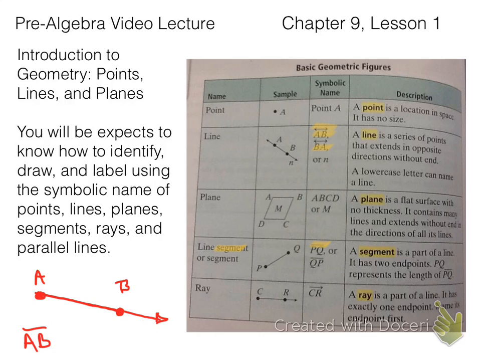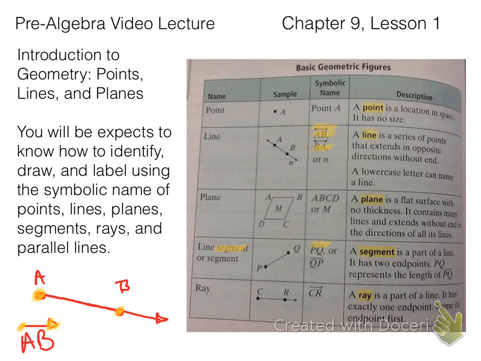So if I were to name this, it would be ray AB. And notice how in my symbolic term right here, it's directional: the starting point is at A and it goes through B. The starting point is at A and it goes through B. All right? That's because ray AB starts at A, goes through B, and it's directional. So those are rays.